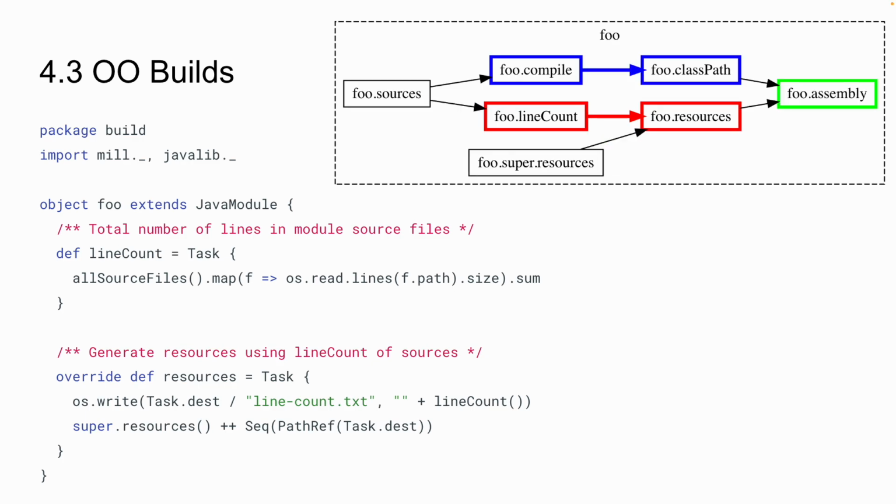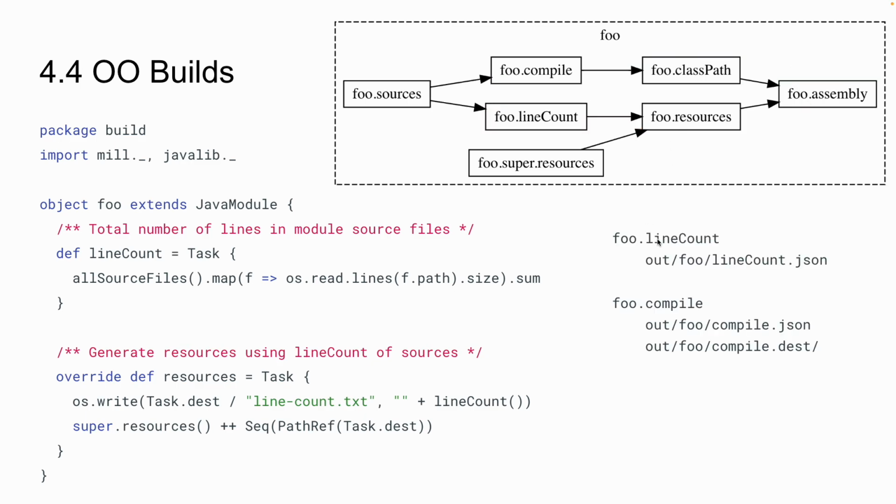So once we have this graph, Mill is then able to do things like parallelize the parts which don't depend on each other. So compile and line count can run in parallel, and assembly needs to run after the other two because it depends on them. Mill can assign things command line names, like foo.linecount can be called as foo.linecount from the command line. Foo.compile is inherited, so you don't see it here, but foo.compile exists, so we call it foo.compile.